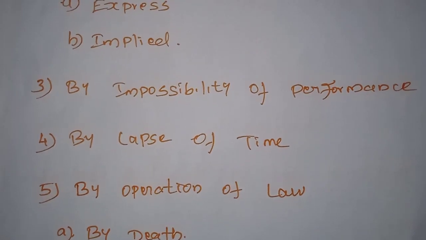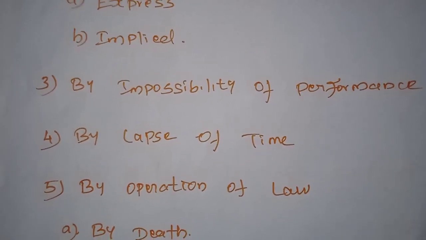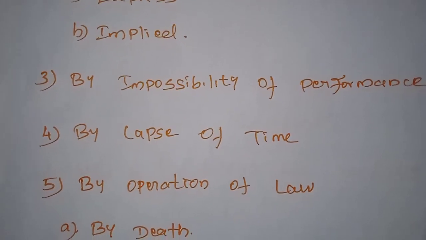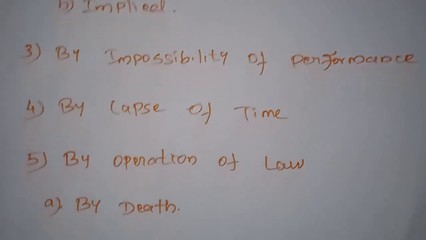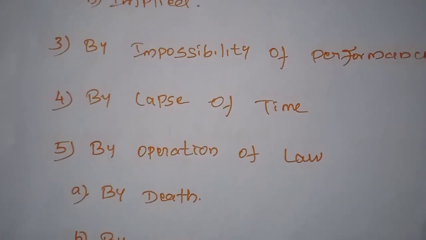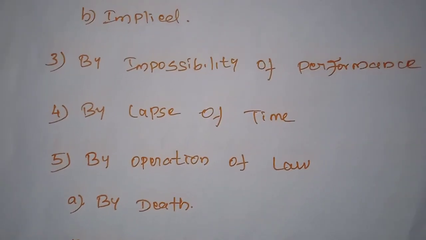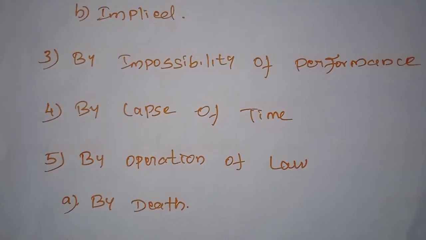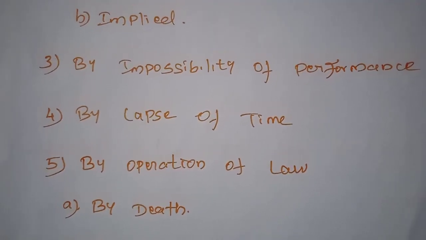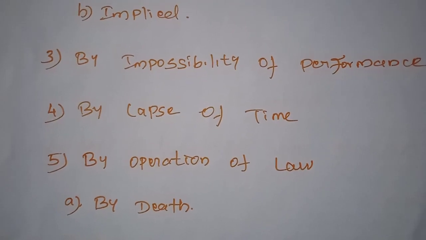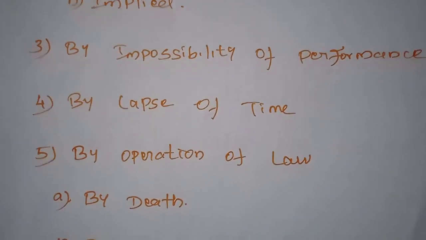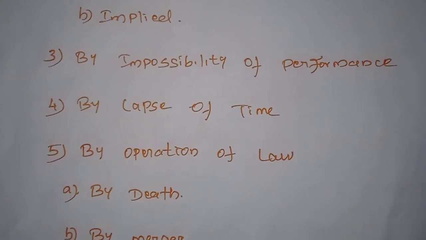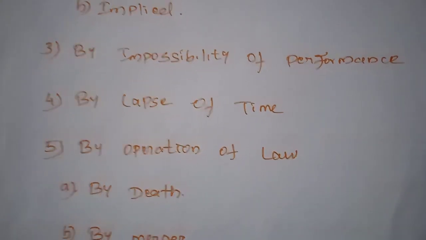There are two types of impossibility of performance, such as impossibility existing at the time of agreement. When we make an agreement to do some task, if the impossible situation already exists, the contract does not come to an end. Next, impossibility arising subsequent to the formation of the contract. When we form the contract, some impossibilities may arise.